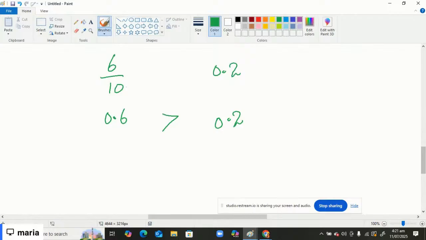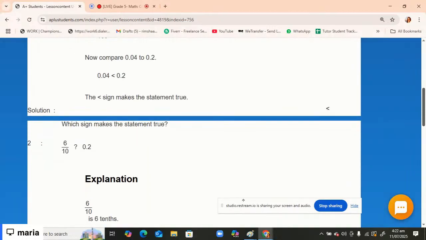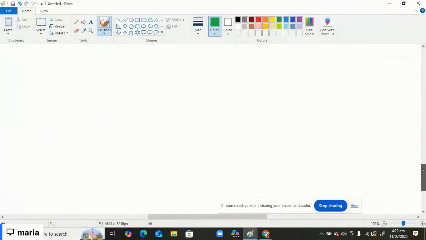Now let's take some example. Here is 4 by 100 and here is 0.1. What is the answer of this one? This is 0.04, because after the decimal we put two digits. And here is 0.1. Look here. The 4 is greater and 1 is less, but there is one more 0 in the tenths place. Here the tenths place is 0 and here the tenths place is 1. So which one is greater? 1 is greater as compared to this.